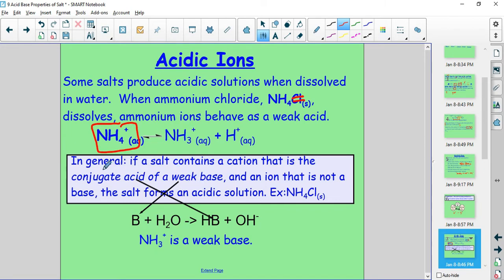More on this, but first, the general idea. If a salt contains a cation that is the conjugate acid of a weak base, and an anion that is not a base, that would be chloride, the salt can form an acidic solution. So if a weak base produces a conjugate acid, then that can behave like an acid. But it has to be a weak base. That's the key.